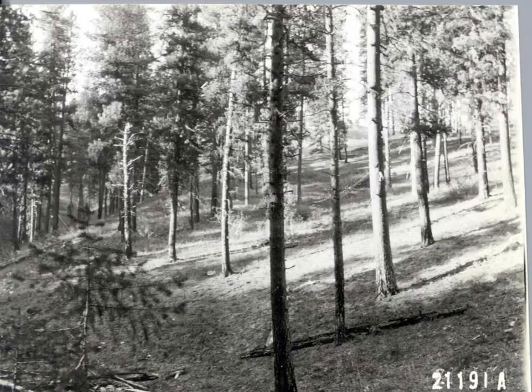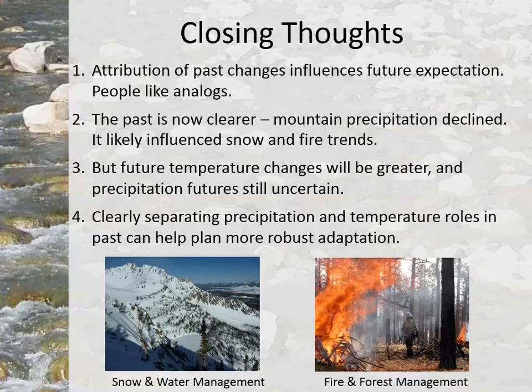This is the real model that thinning idea is tied to, and that's these ponderosa pine forests. And yes, in the past, that's the dynamic there. We can go in and treat those, and then we can let wildfire continue to maintain those, the small, low-level fires. So just in closing, the attribution of past changes influences our future expectation.